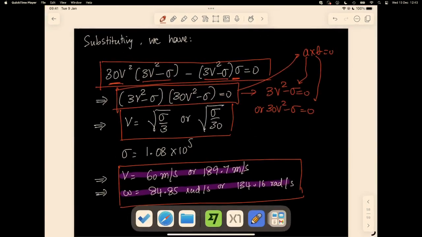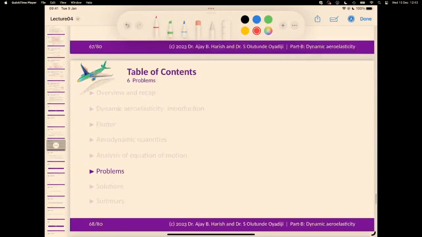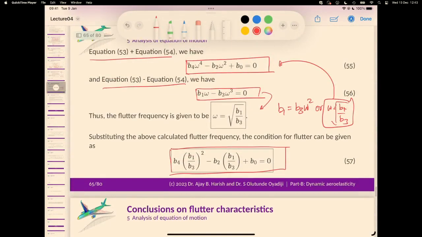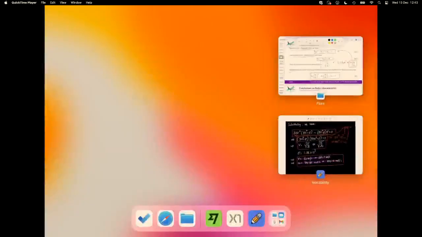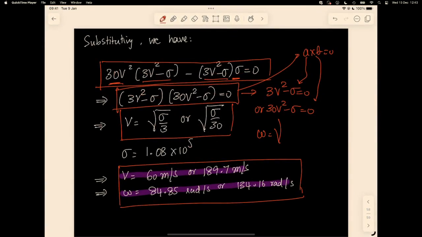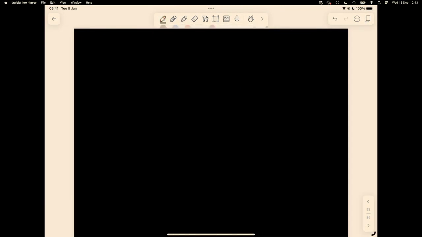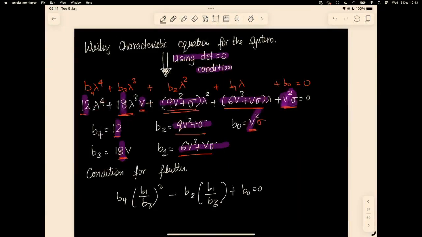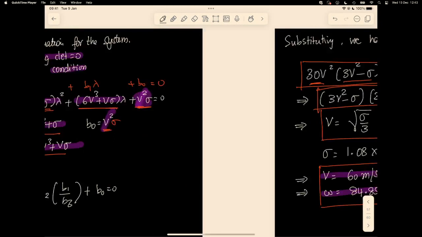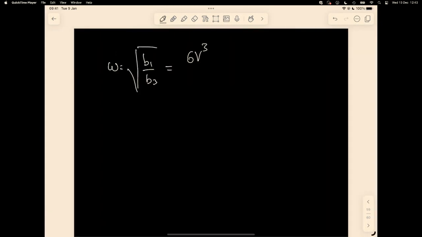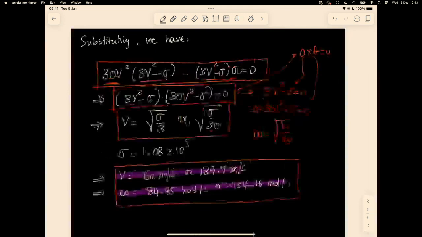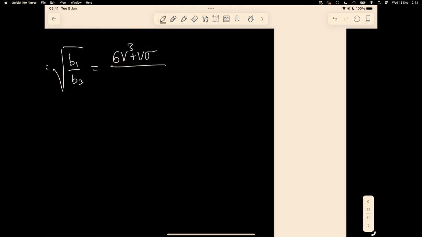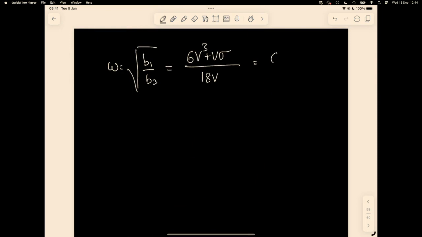If you remember, our equation for omega was, let's go back here. Okay, our equation for omega was square root of b1 by b3, right? So if I go back and substitute here, my omega is nothing but square root of b1 by b3. So b1 is 6v cube plus v into sigma, and b3 is 18v. That is nothing but 6v square plus sigma over 18, square root of the entire thing.